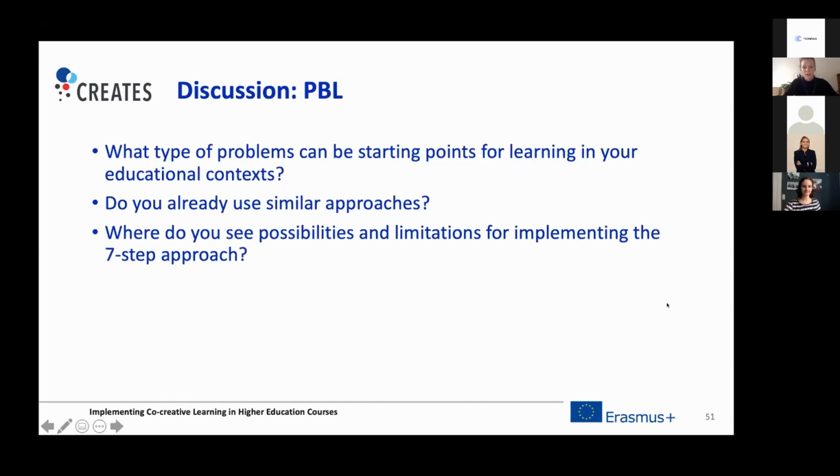We have also presented some discussion questions for you, and Sarah has put these questions on a Menti board. In different fields, you might have different types of problems. So for discussion, I thought you could start thinking about what kind of problems your students could be discussing. Similarly, maybe you're already using similar approaches. As for the prior toolkits, what are the advantages or possibilities, and the limitations and drawbacks of implementing the 7-step approach in your particular context?